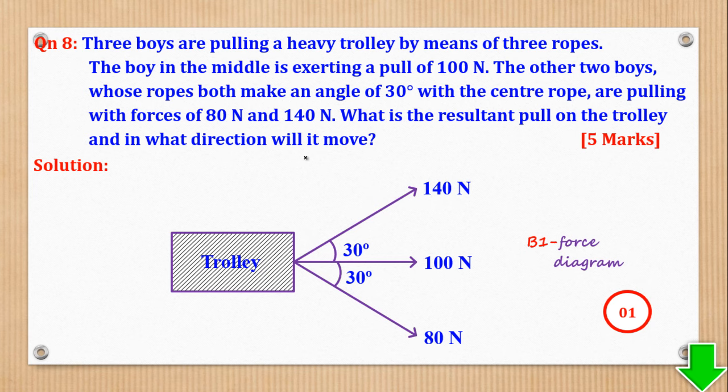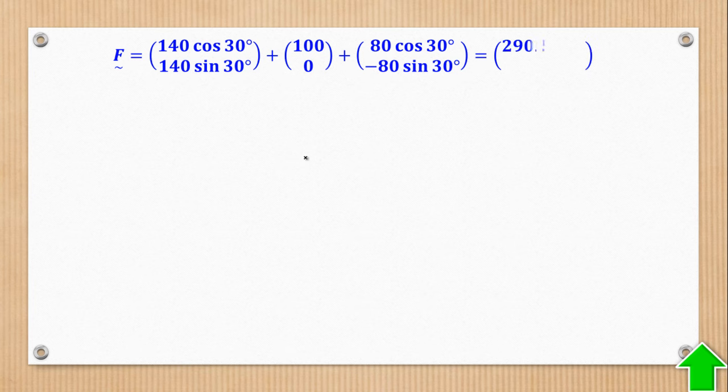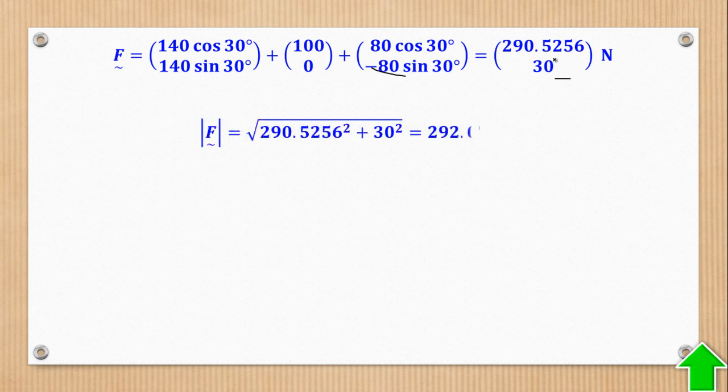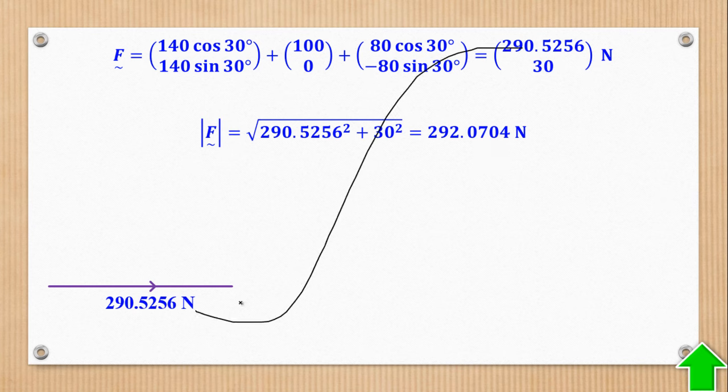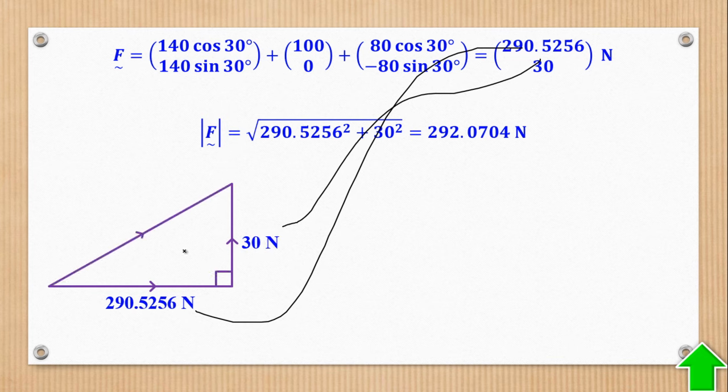Now we are going to get the resultant. Resultant is about resolving. So we shall resolve 40 Newton force, 100 Newton force, and 80 Newton force to get this in vector form. But they want magnitude and direction. So get the magnitude of that vector, which is this, and also the direction. For direction, you need to make a sketch. Horizontal component is this. Vertical component is 30. Then the resultant is from start to end. And this will be the direction.